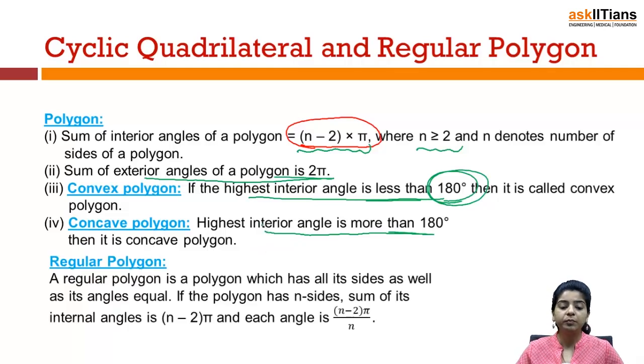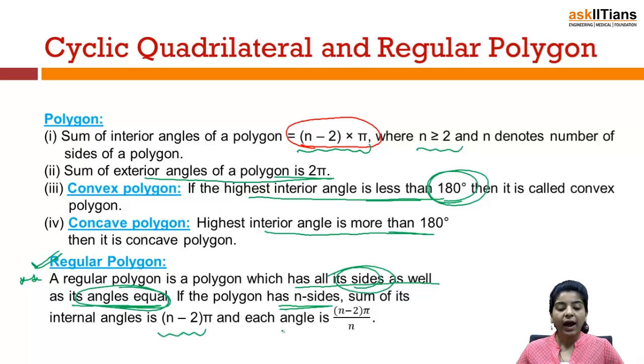Now the regular polygon is important. You must know what we mean by a regular polygon. A regular polygon is a polygon which has all its sides as well as its angles equal. So if in the case of a polygon we have all the sides and angles equal, then that polygon is termed a regular polygon. If the polygon has n sides, then the sum of its interior angles is (n minus 2) pi, and each angle is given by (n minus 2) pi by n in the case of a regular polygon, right?